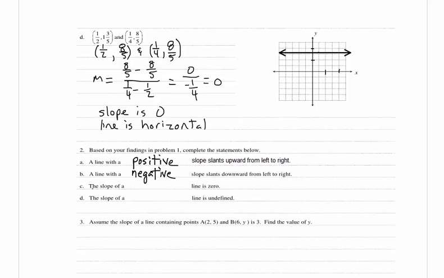In C, the slope of a blank line is 0, and if we have a slope of 0, we have a horizontal line. And in D, the slope of a blank line is undefined, and if the slope of the line is undefined, we have a vertical line.